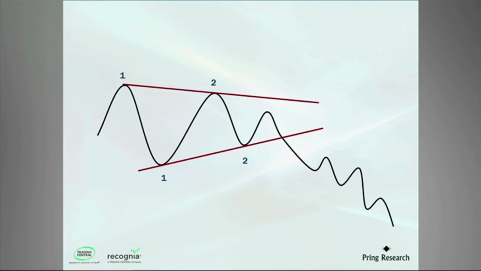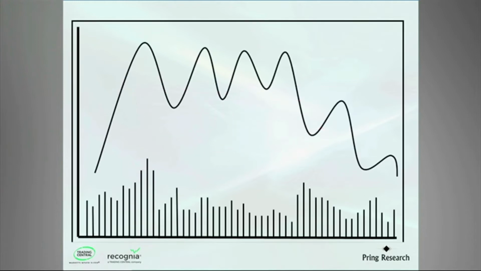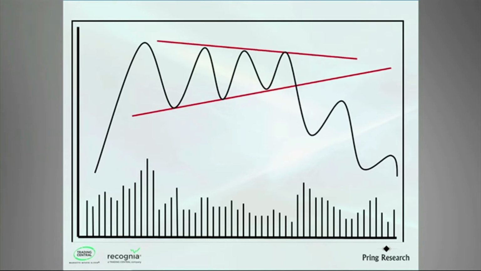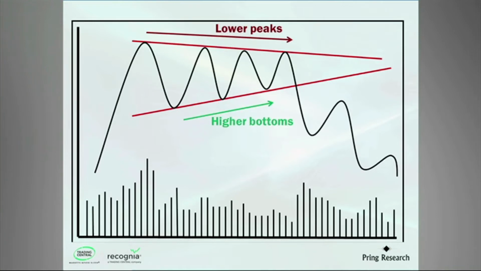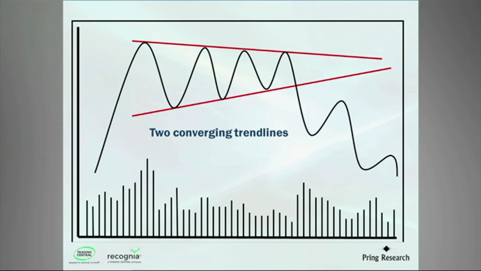A symmetrical triangle is composed of a series of 2 or more rallies and reactions, in which each peak is lower than its predecessor, and the bottom from each reaction is higher than its predecessor. These patterns are also known as coils, because the fluctuation in price and volume diminishes as the pattern is completed. Finally, both price and usually volume react sharply, as if a coil spring is being wound tighter and tighter, and then snap free as prices break out of the triangle.